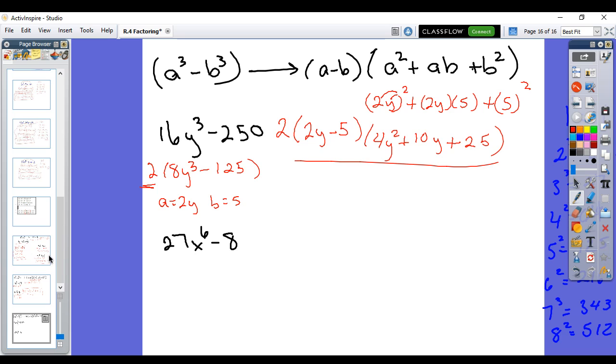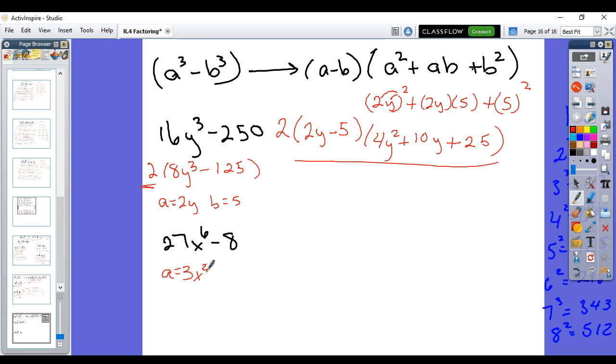Let's double check right here. So we got 27x to the 6th minus 8. So what times what times what? Can we factor anything first? We can't. That means we have to find a. Our a is numerically what times what times what, getting 27? 3. Now for x to the 6, what same base? So x times x times x gives us a certain number here. Since it's to the 6, it's a bit different.